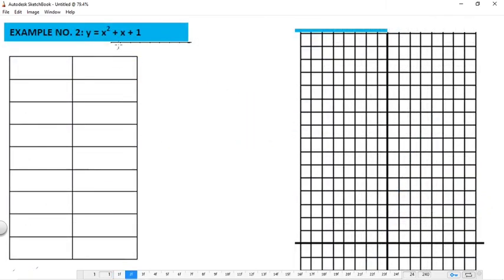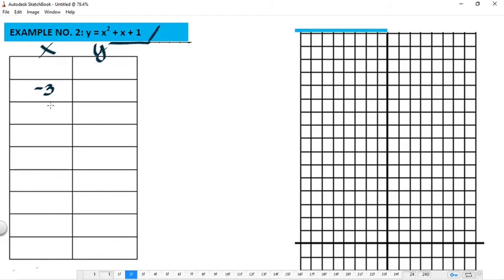For your example number 2, y is equal to x raised to 2 plus x plus 1. The same process, we just have to assign certain values for x, then we are going to determine y. So we are going to assign the same set of values from example number 1. I'm just going to add some numbers here later. Let's start with negative 3. And by the way, this is under x. Meanwhile, this column is for y.